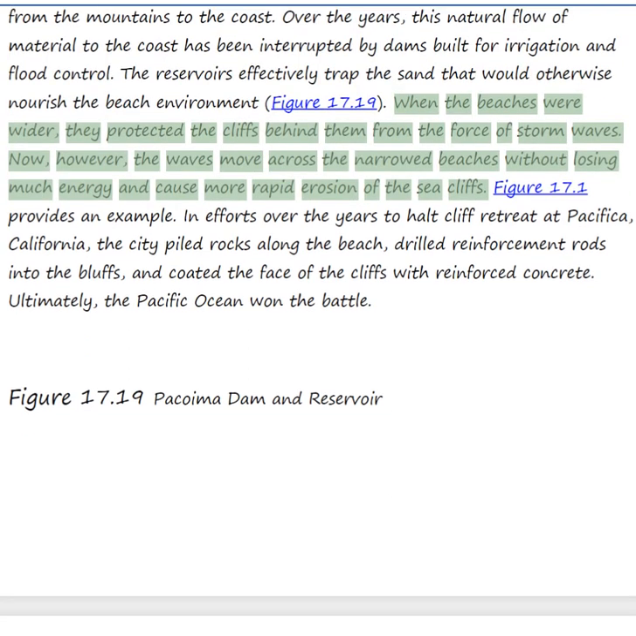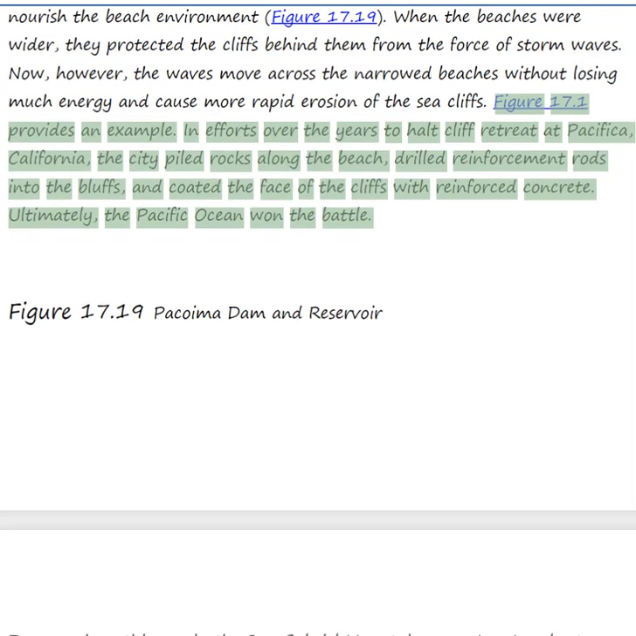When the beaches were wider, they protected the cliffs behind them from the force of storm waves. Now, however, the waves move across the narrowed beaches without losing much energy and cause more rapid erosion of the sea cliffs. Figure 17.1 provides an example. In efforts over the years to halt cliff retreat at Pacifica, California, the city piled rocks along the beach, drilled reinforcement rods into the bluffs, and coated the face of the cliffs with reinforced concrete. Ultimately, the Pacific Ocean won the battle.